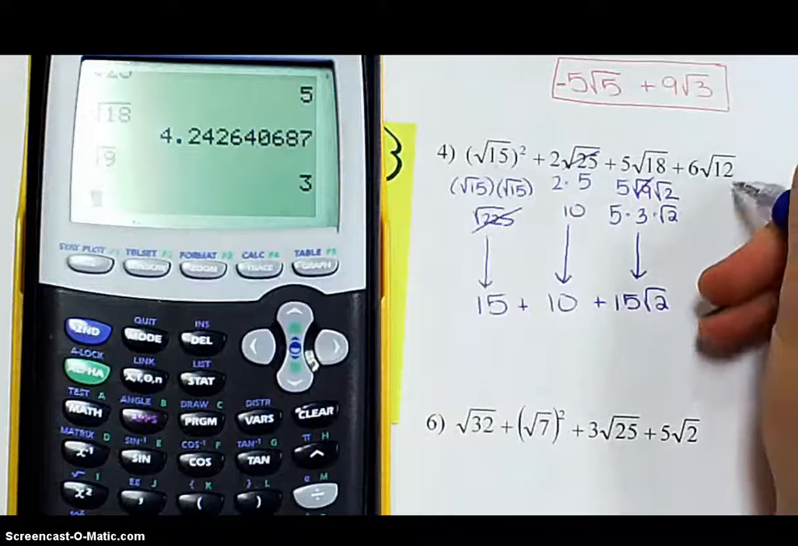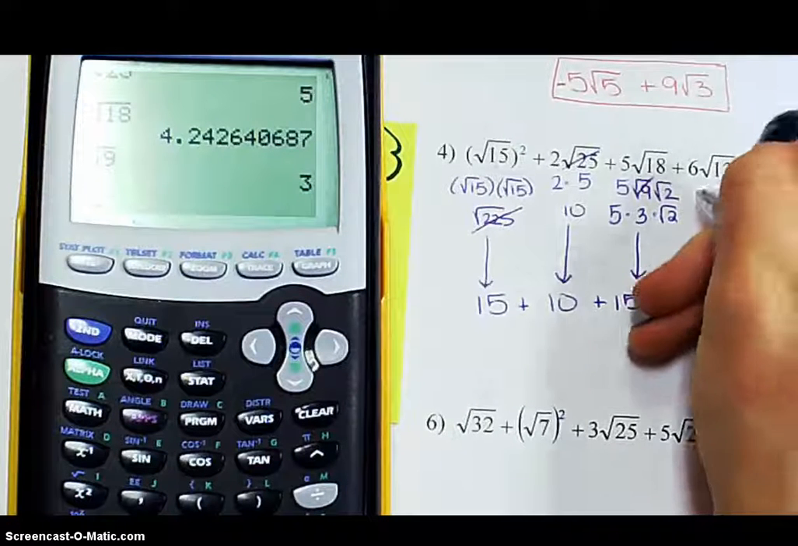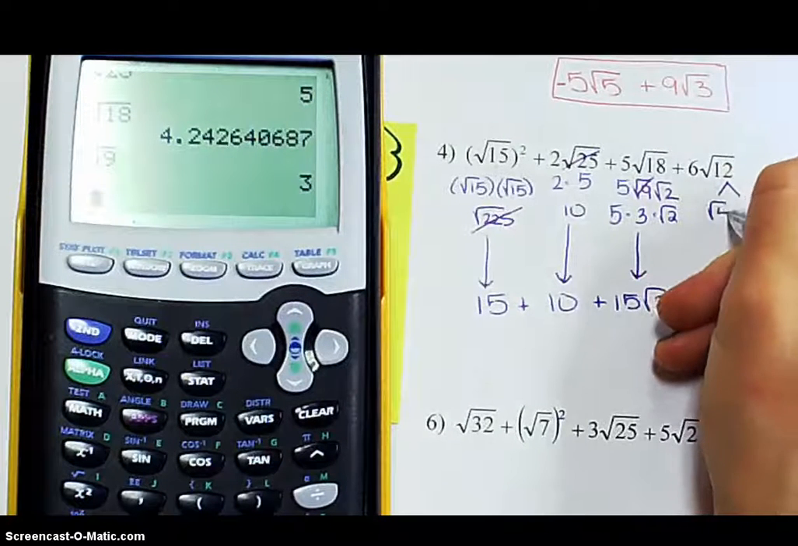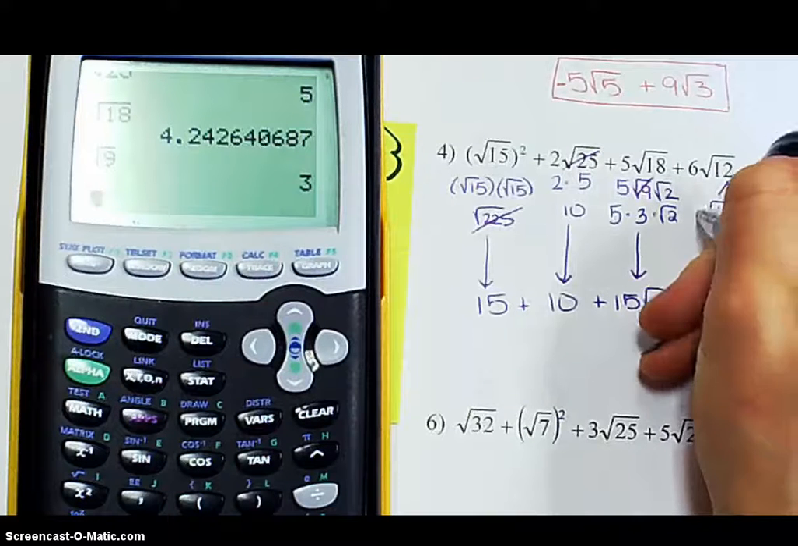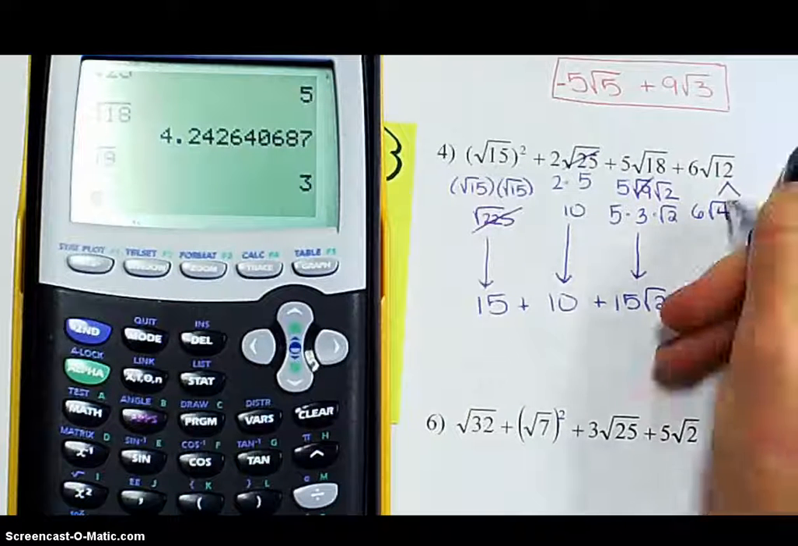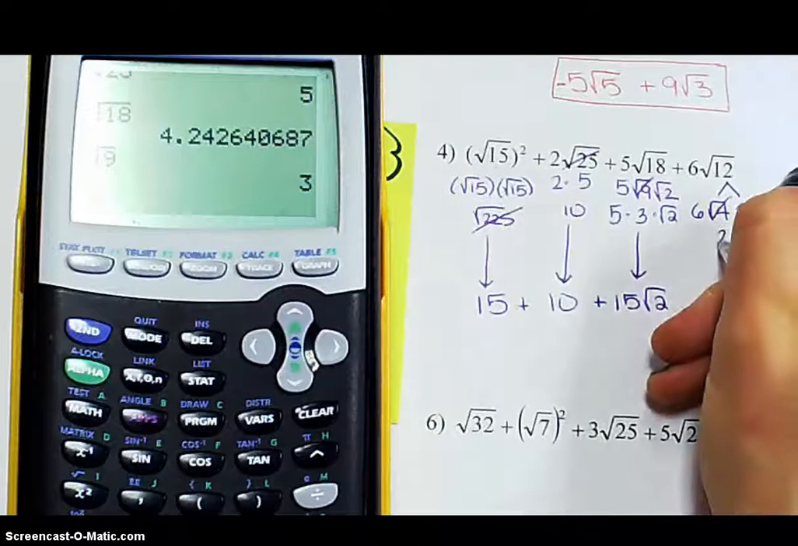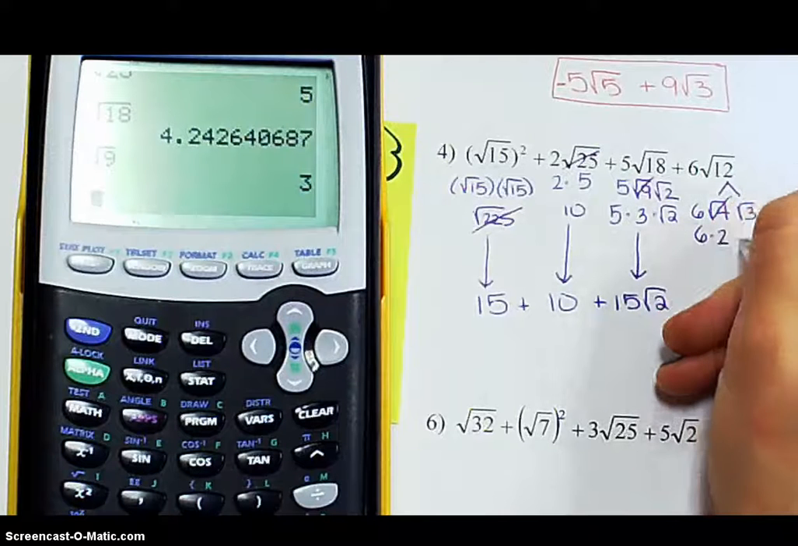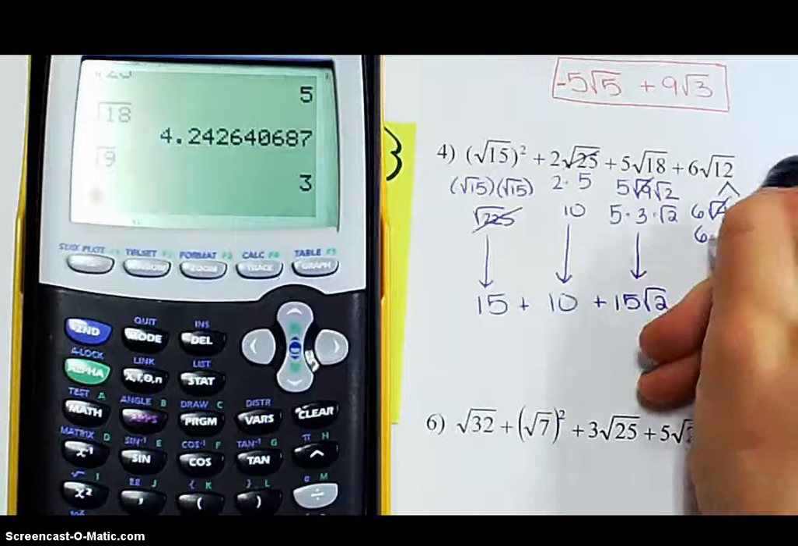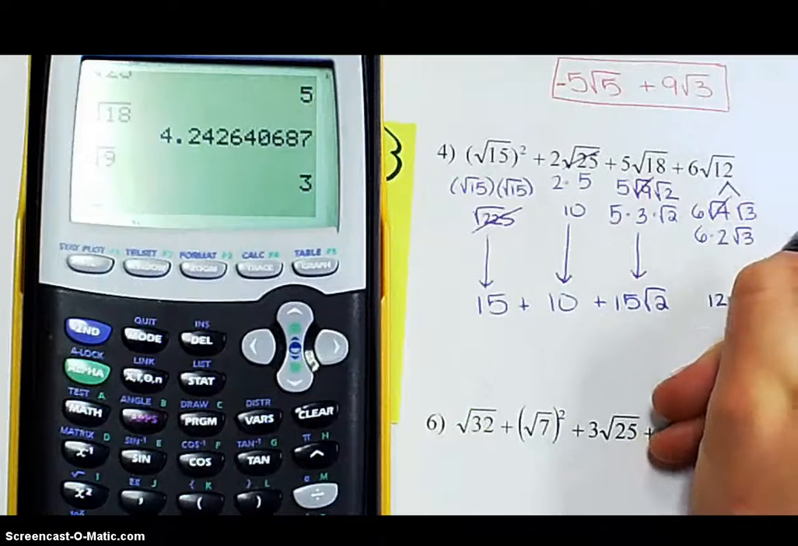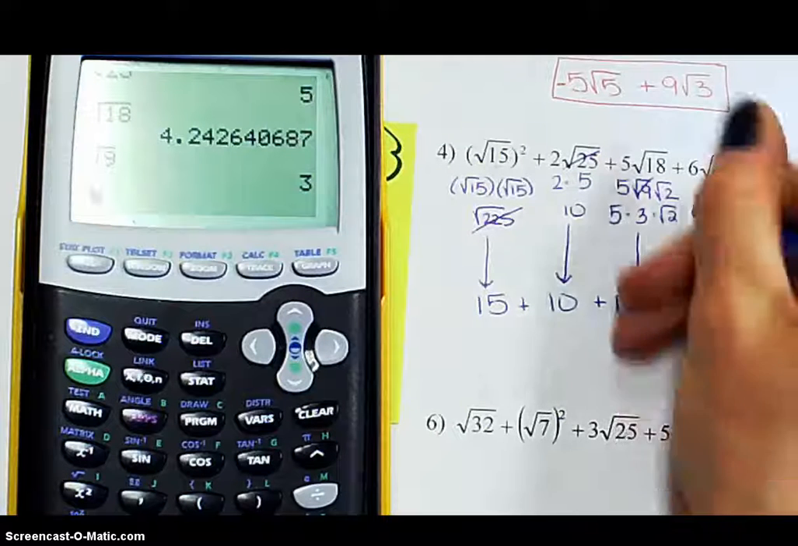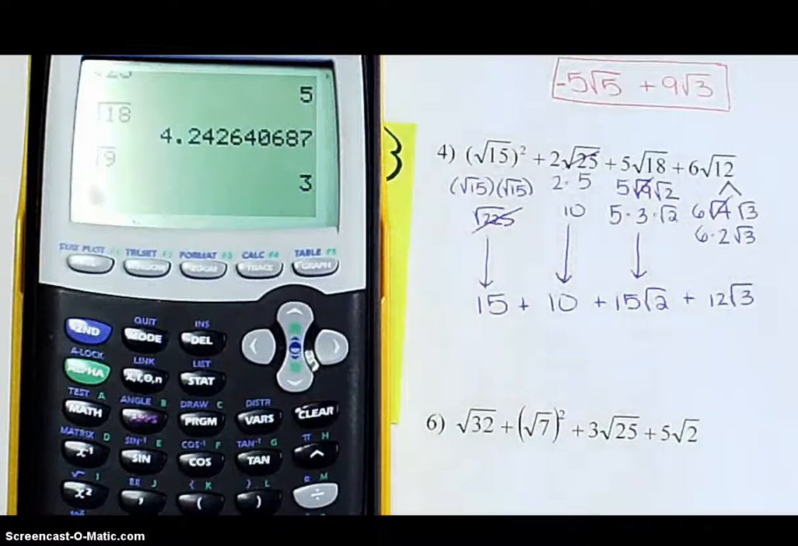Now we're going to go to the last one, radical 12. I can break this down into radical 4 times radical 3. There's a 6 on the outside. Now the square root of 4 is 2, so this is really just 6 times 2 times radical 3, which is going to give us a 12 radical 3. And it's adding.